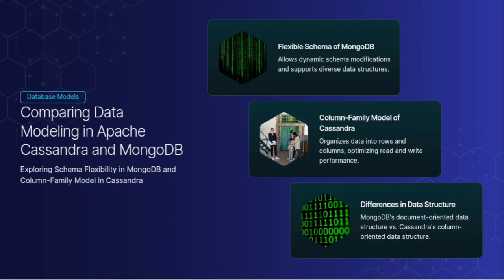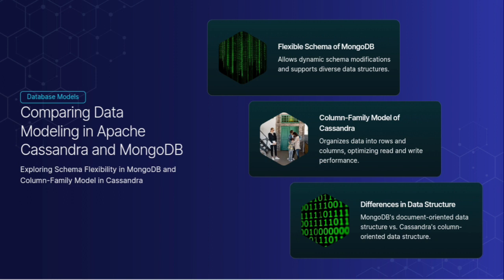Now let's talk about data model and schema flexibility. Apache Cassandra follows a column-oriented data model with a fixed schema, suitable for write-heavy applications and time series data, whereas MongoDB uses a document-oriented data model with dynamic schemas, ideal for applications involving evolving data structures and complex queries.